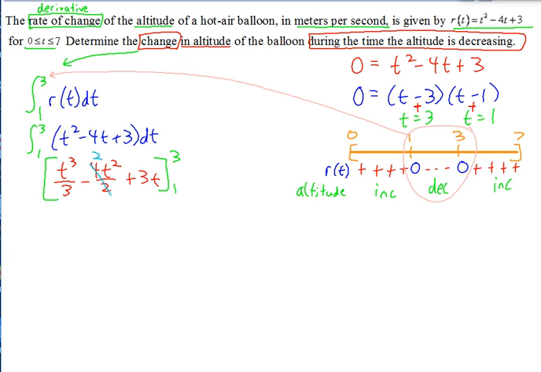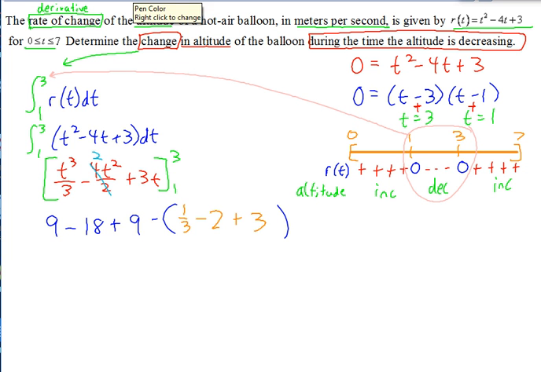So we first substitute in the 3. Well, 3 cubed is 27 divided by 3 is 9. Minus 3 squared is 9 times 2 is 18. Plus 3 times 3 is 9. And minus, substitute our lower limit of 1. 1 cubed is 1 divided by 3, so that's 1/3. Minus 1 squared, 1 times 2 is 2. Plus 3 times 1 is 3.